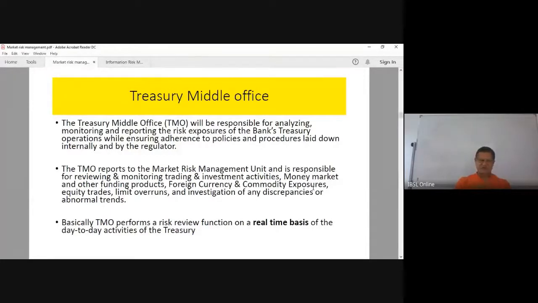So Treasury Middle Office has this importance of looking at real time basis transactions and seeing whether unnecessary risk will not be taken by the Treasury front office, and real time monitoring will be done on various trades.